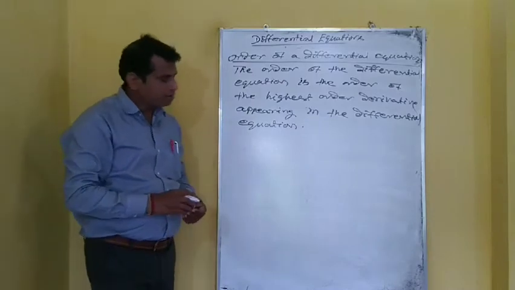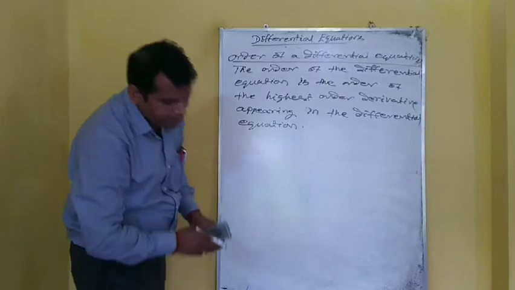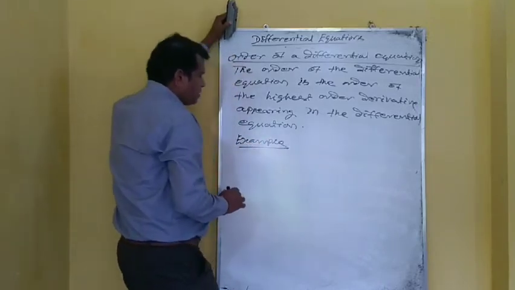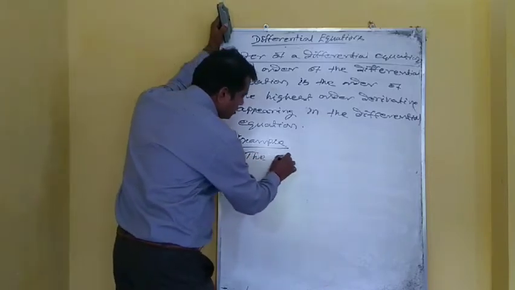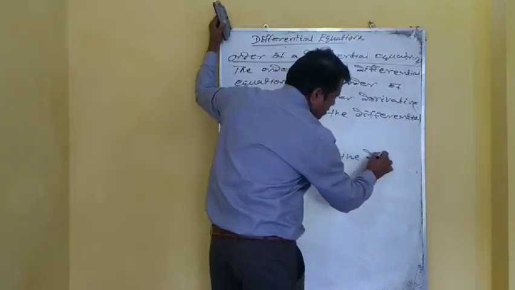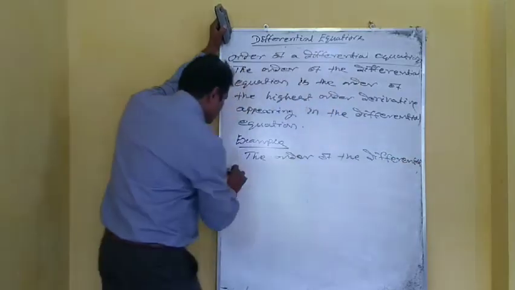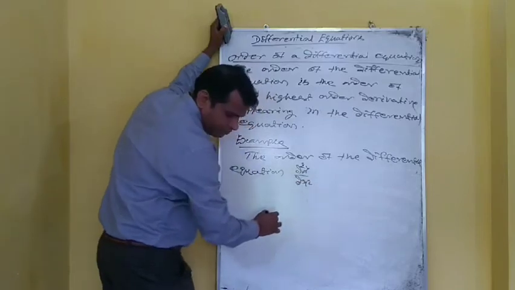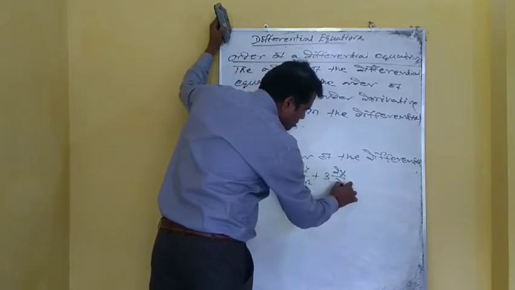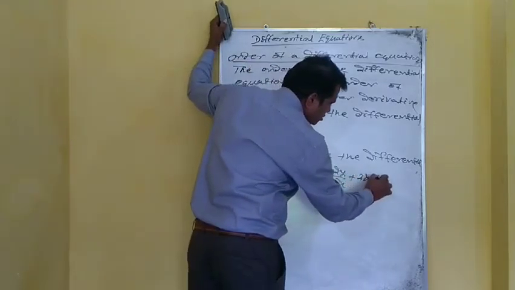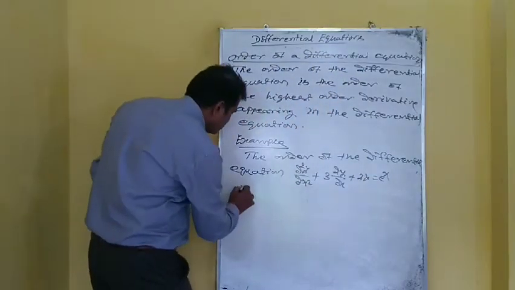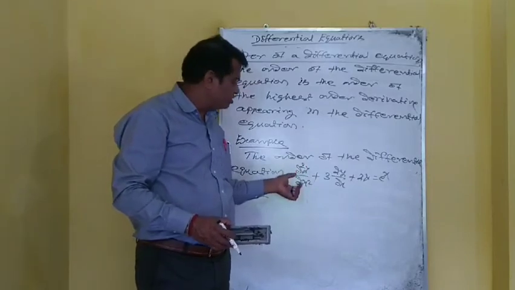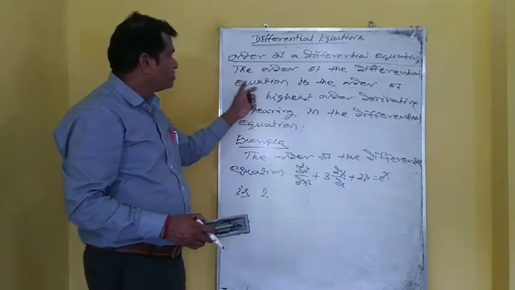The order of the differential equation is the order of the highest order derivative appearing in the differential equation. For example, the order of the differential equation d square y by dx square plus 3 dy by dx plus 2y is equal to e to the power x, because in this differential equation the highest order derivative is second order derivative d square y by dx square. So the order of this differential equation is 2.